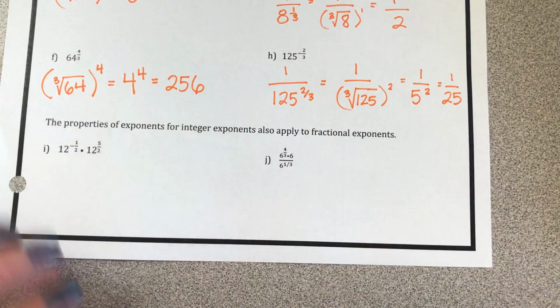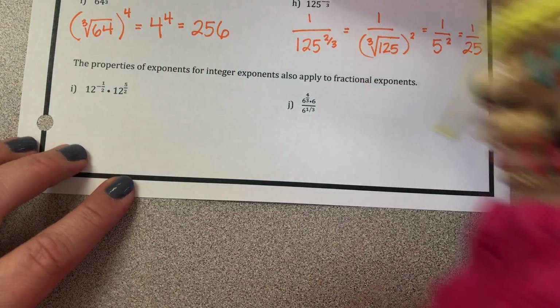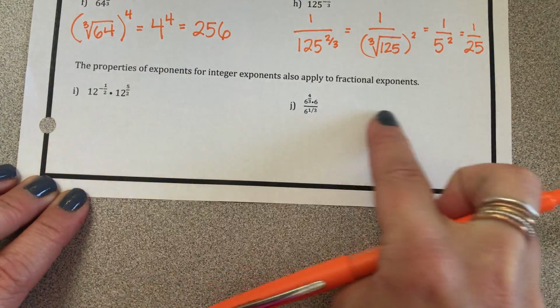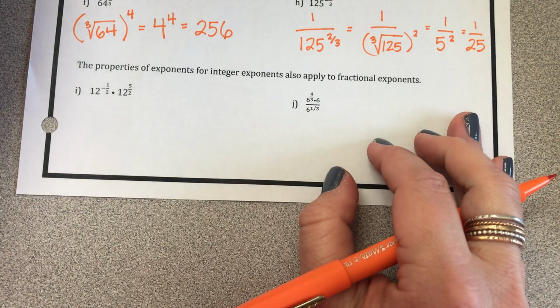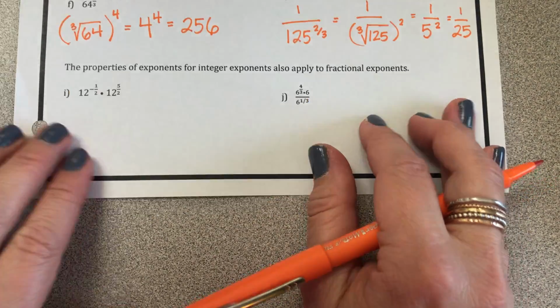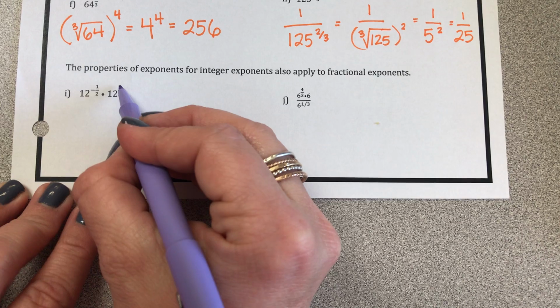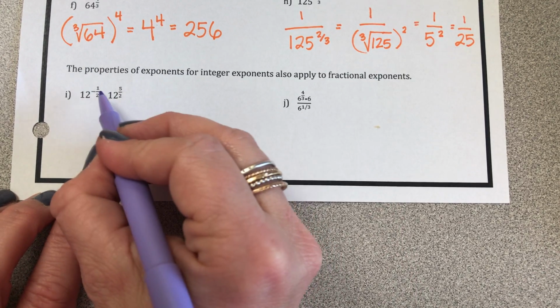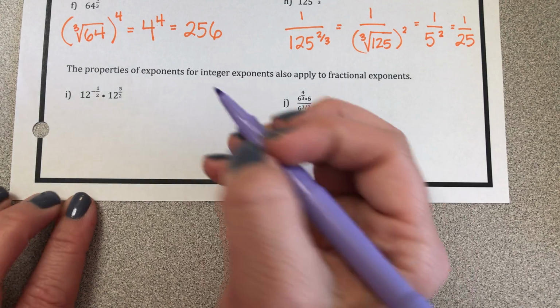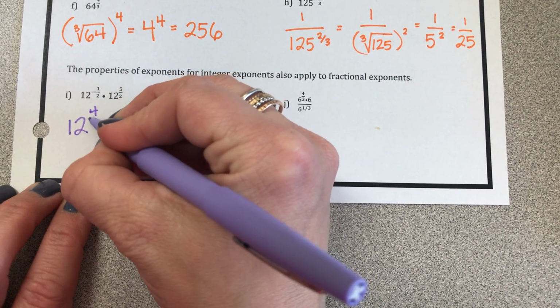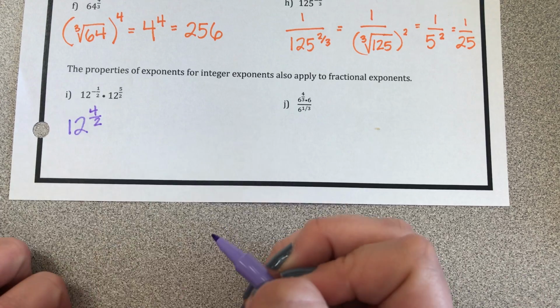Okay, so now we're going to use some of our properties that we've been talking about for the last few days, and we're going to combine them with fractional exponents. So let's look at letter I. I have 12 to the negative 1/2 times 12 to the 5 over 2, or 5/2 power. So I know that if I'm multiplying numbers together that have the same base, I'm going to add the exponents. So what's negative 1/2 plus 5/2? They have the same denominator. I add the numerators, negative 1 plus 5. This becomes 12 to the 4 over 2.